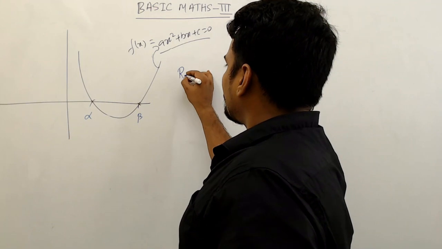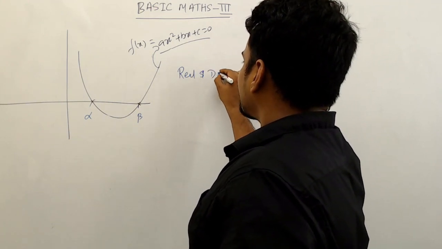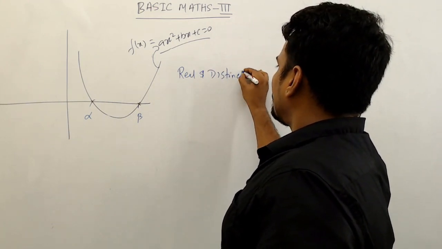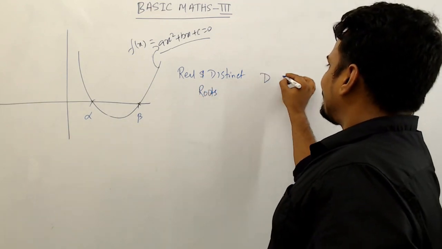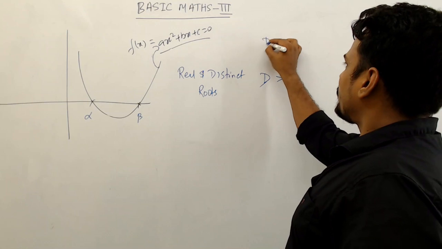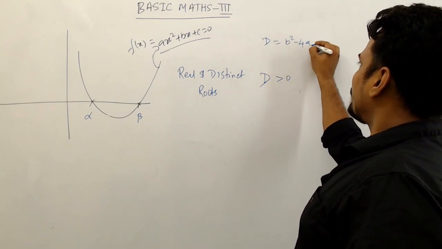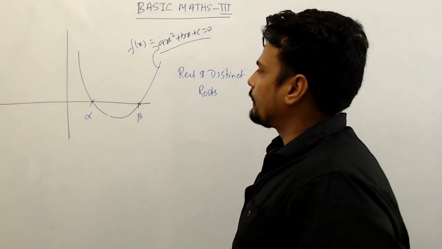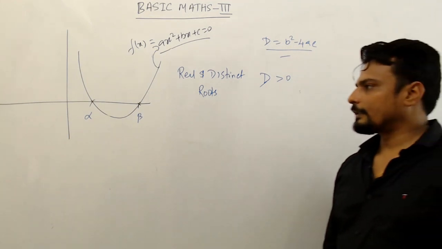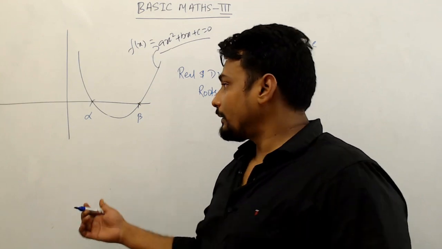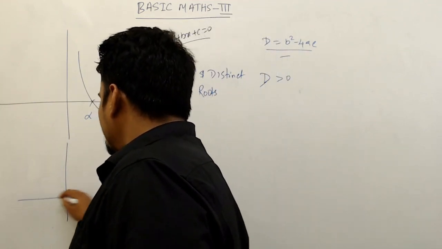So basically we are having what? Real and distinct roots. And it is possible when d is more than 0. And what was d? D was b square minus 4ac. Now it's coming quite handy. With the value of d itself, you will be able to understand whether the roots are real and distinct, or do we have something else. So let us see the possibilities.